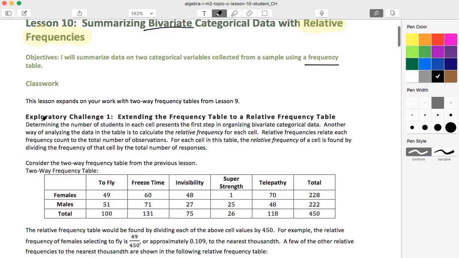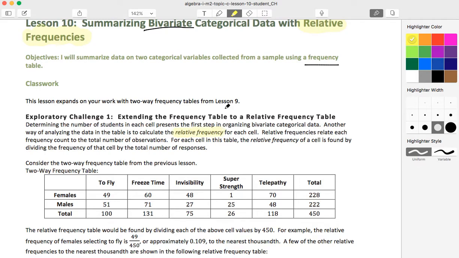And let's talk about the exploratory challenge: extending the frequency table to a relative frequency table. We used to just do frequency tables by counting with tick marks, but now we're going to talk about relative frequency. Determining the number of students in each cell represents the first step in organizing bivariate categorical data. Another way of analyzing the data in the table is to calculate the relative frequency of each cell.